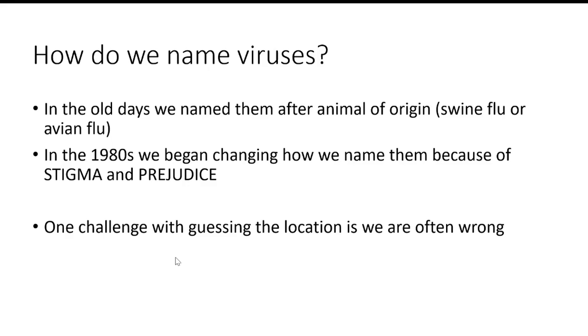In the 1980s, we began changing how we name diseases because of stigma and prejudice. Stigma is kind of shame and judgment, inferring that disease means someone must be filthy, and prejudice meaning we're just going after a group of people. In the early 1980s, HIV and AIDS was referred to as gay-related immunodeficiency or gay cancer. We didn't change the name to human immunodeficiency virus until the first straight people started contracting HIV, or at least getting diagnosed.